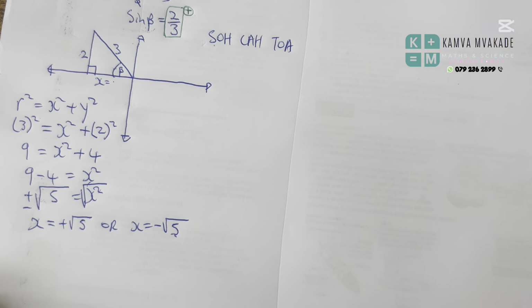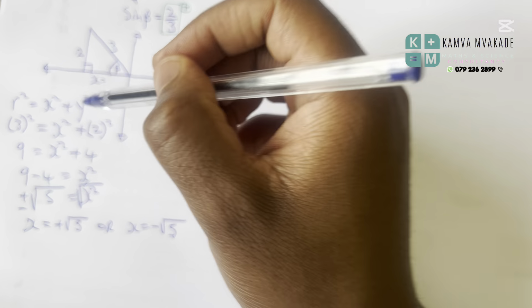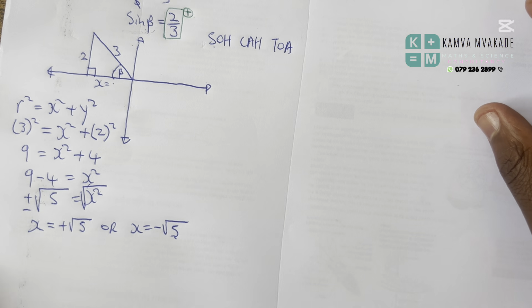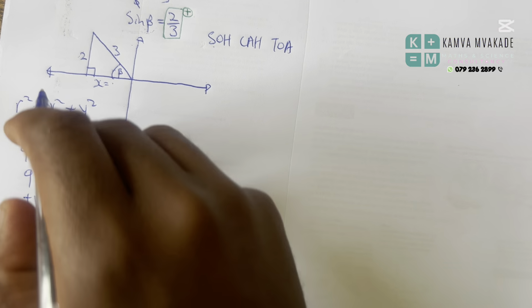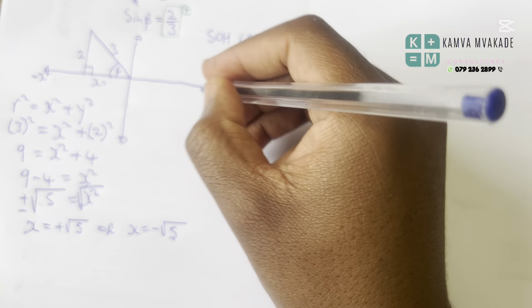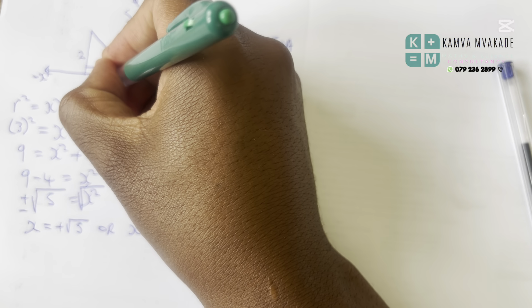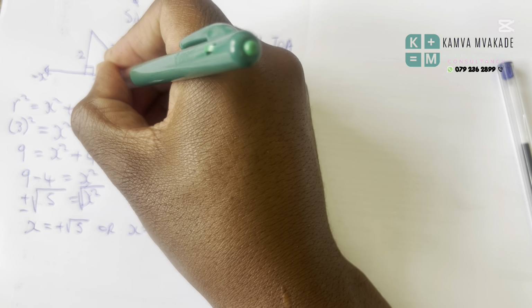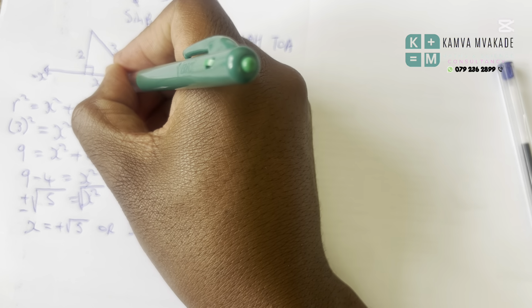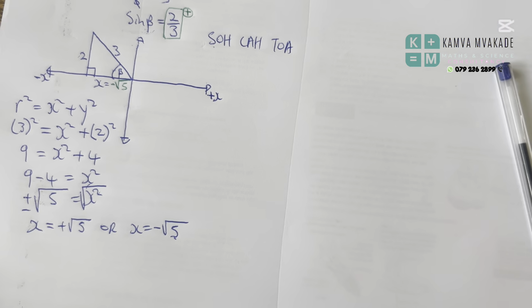In this case we check which side our x value is on. The x value is on the left hand side of the Cartesian plane. On this side we know that our x values are negative, and on this side the x values are positive. So we're going to have negative the square root of 5.